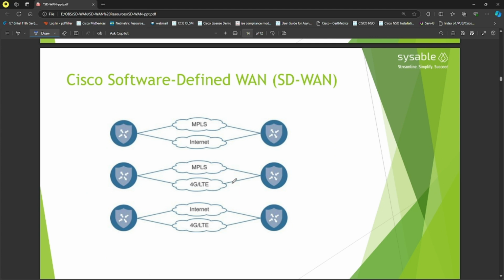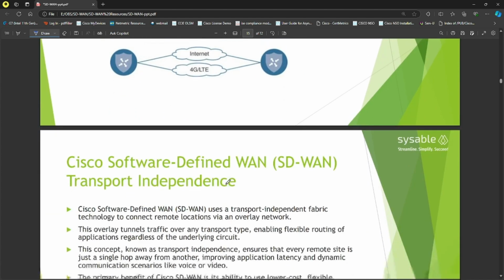Now, Cisco software-defined SD-WAN, as you can see, this is just a topology where they have two links connected. One is MPLS or internet. They can have a mix and match like MPLS or 4G LTE or internet. Just like a mix and match, you can have multiple links connected, or multiple paths, in order to communicate branch to branch or communicate with your cloud applications.